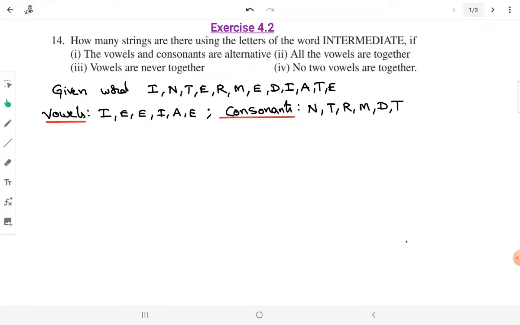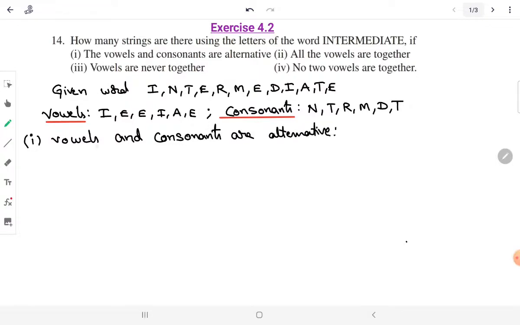Now, if you see the first question, the vowels and consonants are alternative. So the first one is vowels and consonants are alternative. So, let's see this first subdivision. Now, let us consider this first subdivision in two cases.